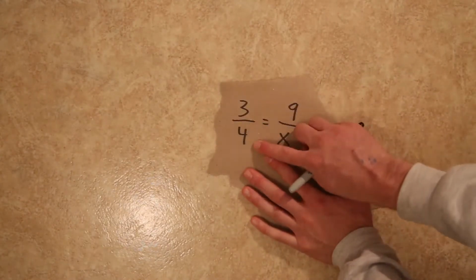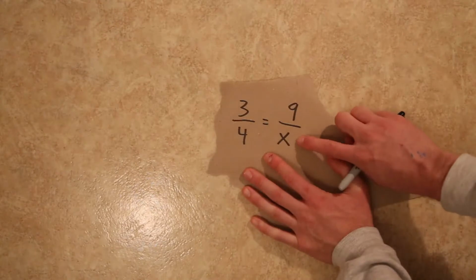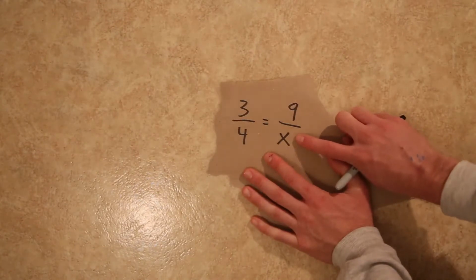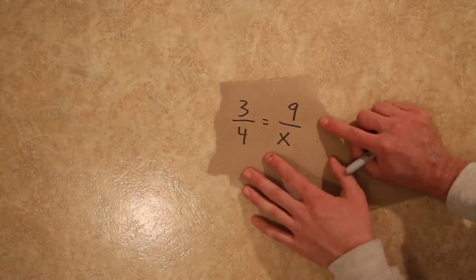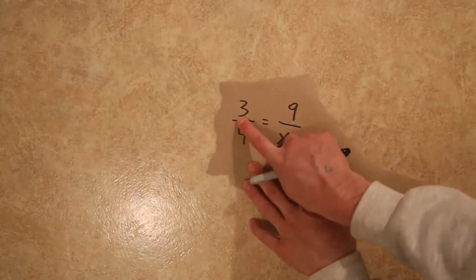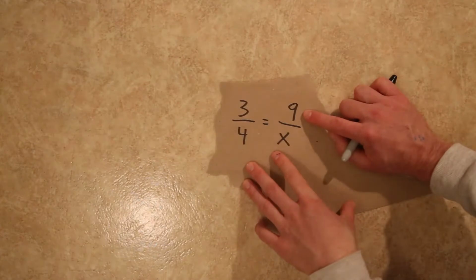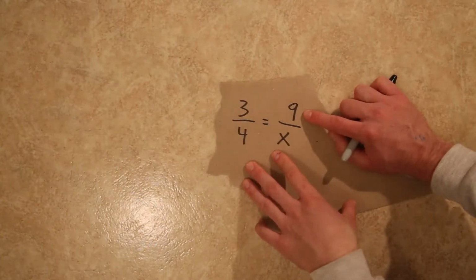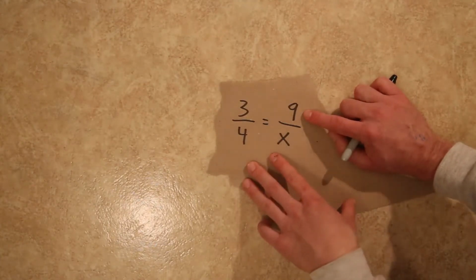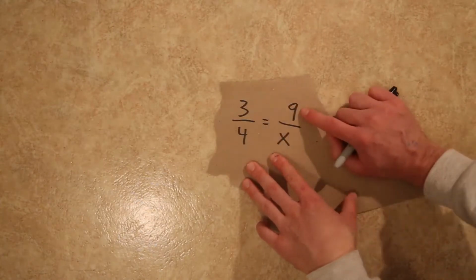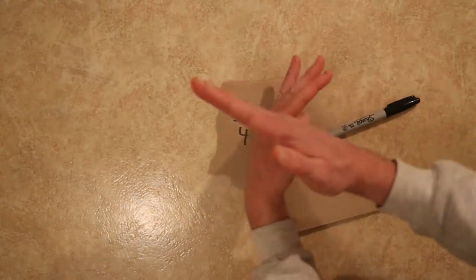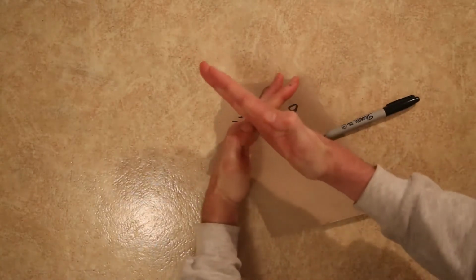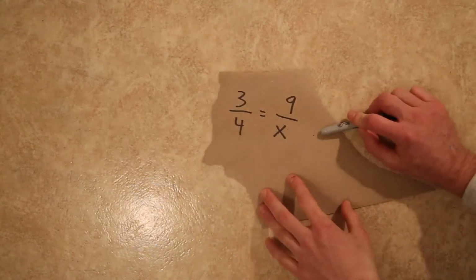We have 3/4 is equal to 9 over some number we don't know. But we will know what that number is. Now, we need to figure out how can I change this 3 into the 9. Okay, so we could add 6 here, and that would be 9. But we need to make sure that we are only multiplying, or we are dividing.